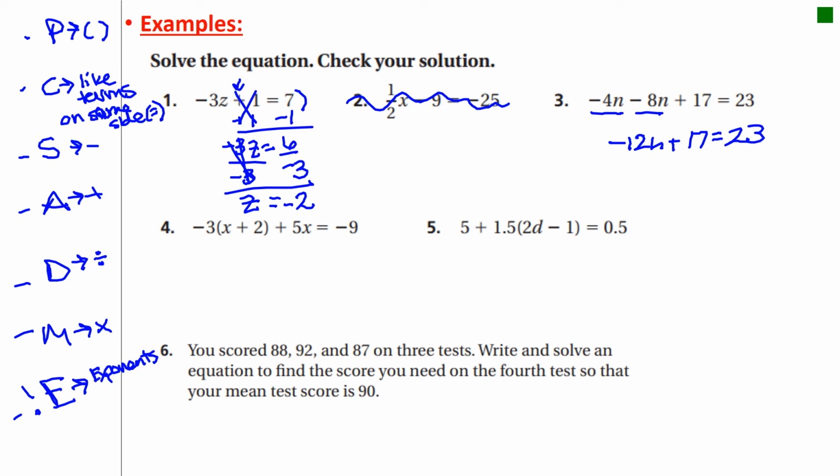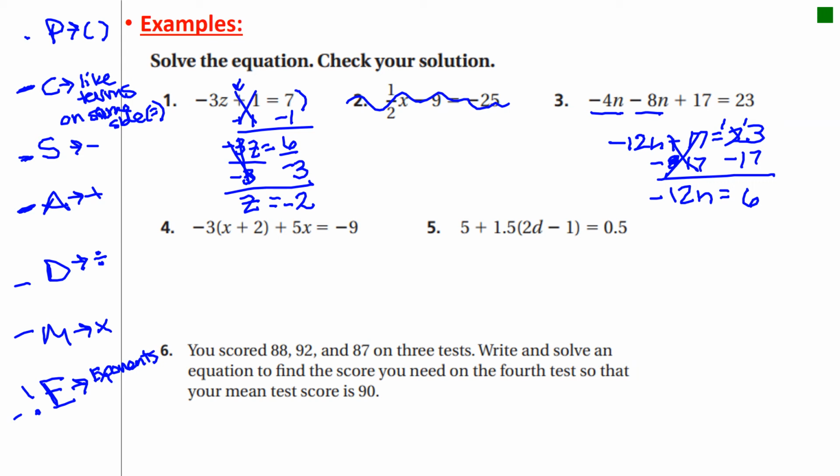Rewriting my line. I combined my like terms. Now, do I have subtraction I need to undo? Nope. Addition that I need to undo? Yes. I have an addition of 17, so I'm going to take away 17. Negative 12n equals 23 minus 17. Gotta borrow. 13 minus 7 is 6.